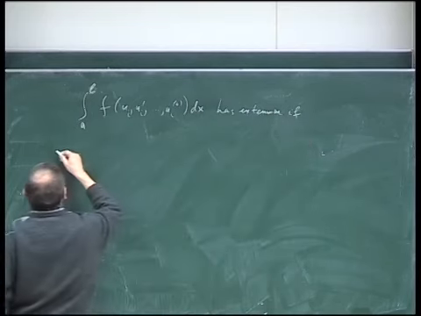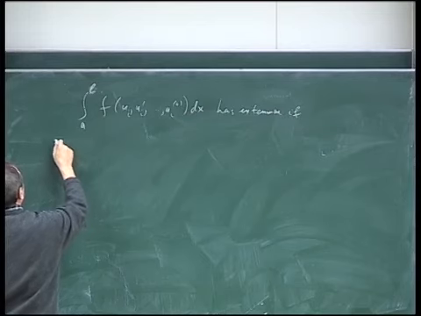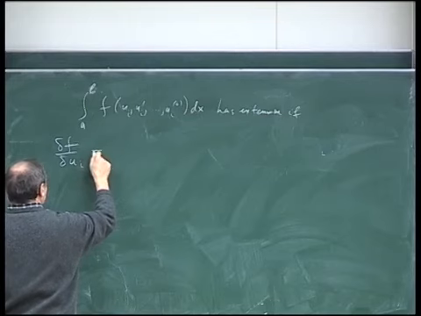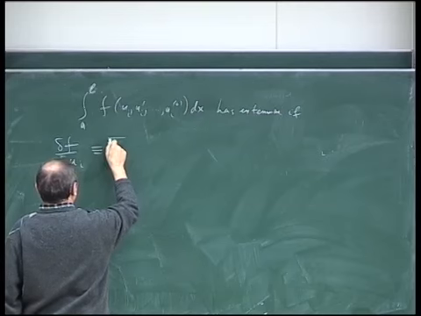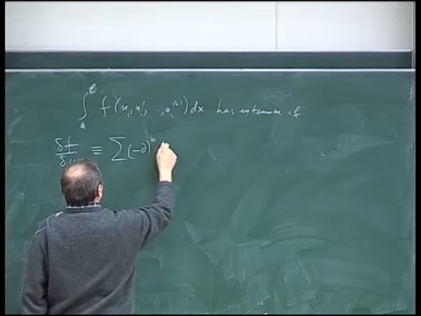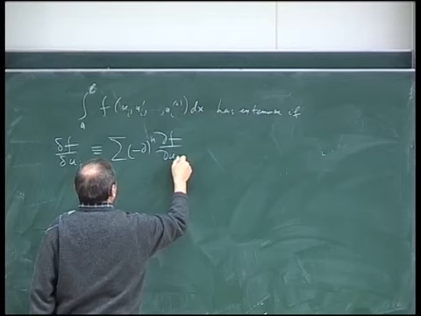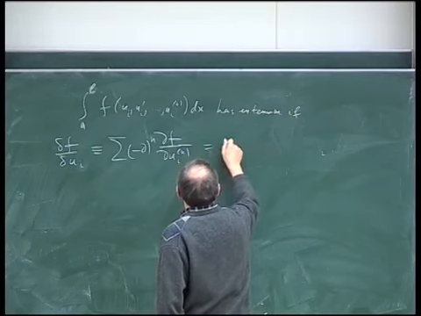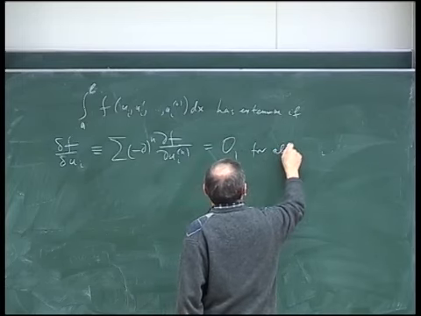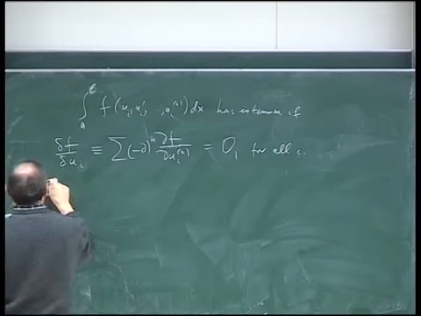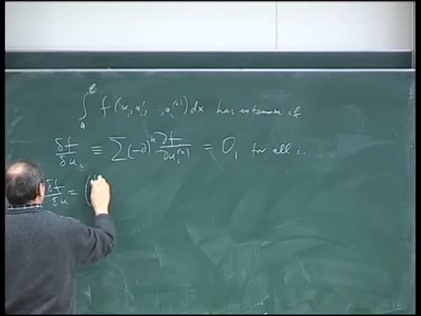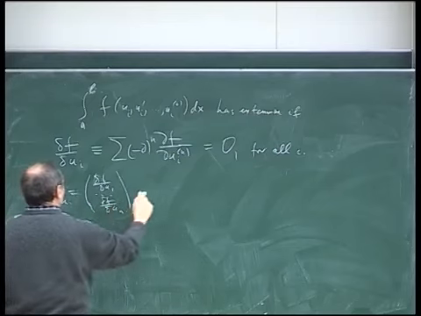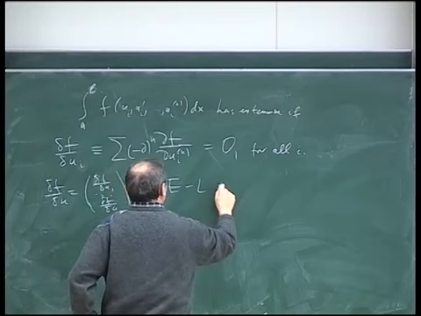if f satisfies the following system of equations: delta f over delta u_i is equal to 0, for all i. Where by definition, this is a variational derivative, minus d to the n the f over du. So delta f over delta u, which is a column vector, delta f over delta u1 through delta f over delta un, is called the Euler-Lagrange variational derivative.